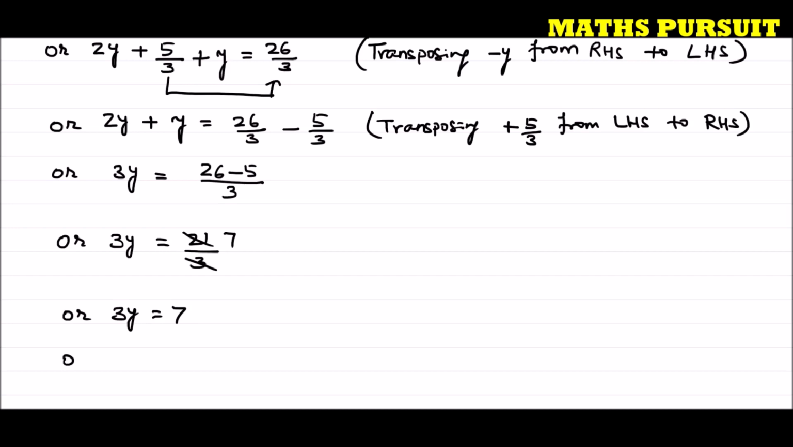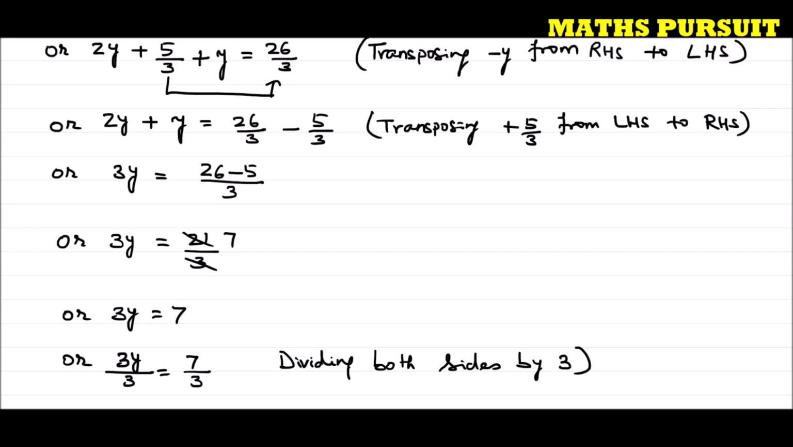Or I can write 3y divided by 3 is equal to 7 divided by 3. What I am doing here? I am just dividing both sides by 3.